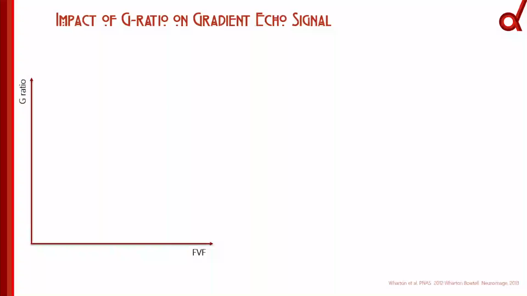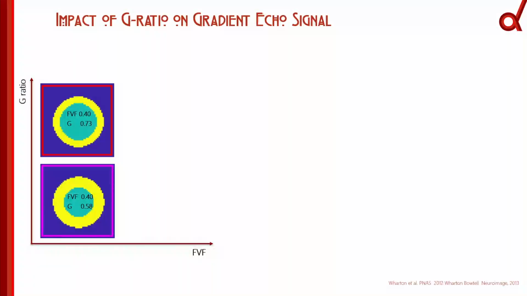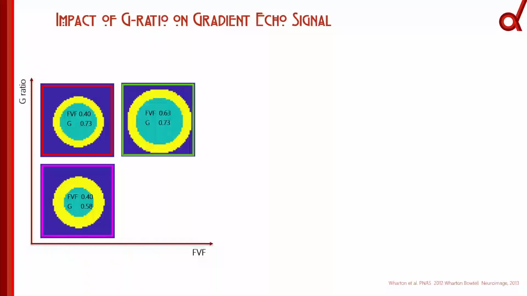So let's consider these even simpler white matter models. Let's consider two white matter models with the same FVF but different G ratio, so a thin myelin sheath and a very thick myelin sheath, but the same FVF. And another one which has a much higher fiber volume fraction, so the fiber occupies a bigger fraction of the pixel, but it also has a very high G ratio. What would be the signal if you put these things inside a magnet?